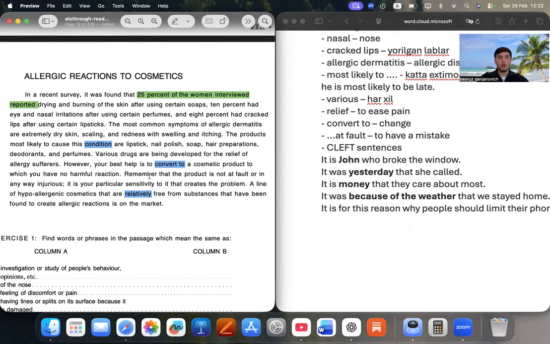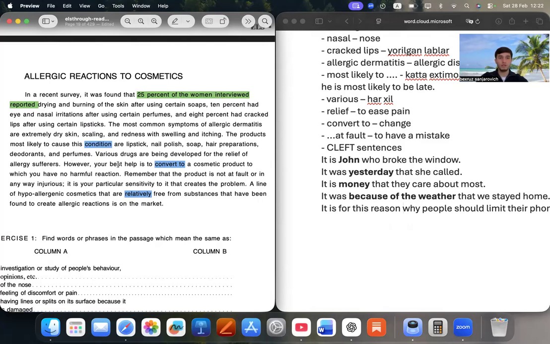The most common symptoms were dry skin, scaling, and redness with swelling and itching. A lot of people use lipsticks, nail polish, soap, hair preparations, deodorants, and perfumes. These things are most likely to cause the aforementioned problems with people's skin.